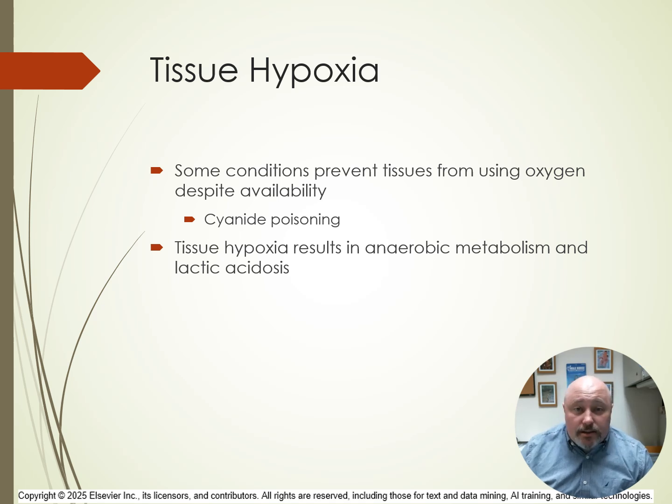The final step in oxygenation is the use of oxygen at the tissue level. If tissues are hypoxic, anaerobic metabolism and lactic acidosis result. The effects of tissue hypoxia vary with the severity of the hypoxia, but may result in cellular death and even subsequent organ failure.